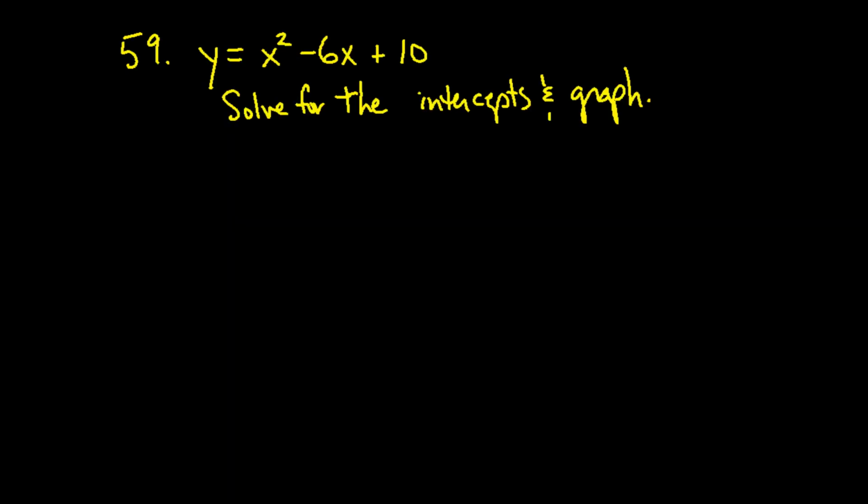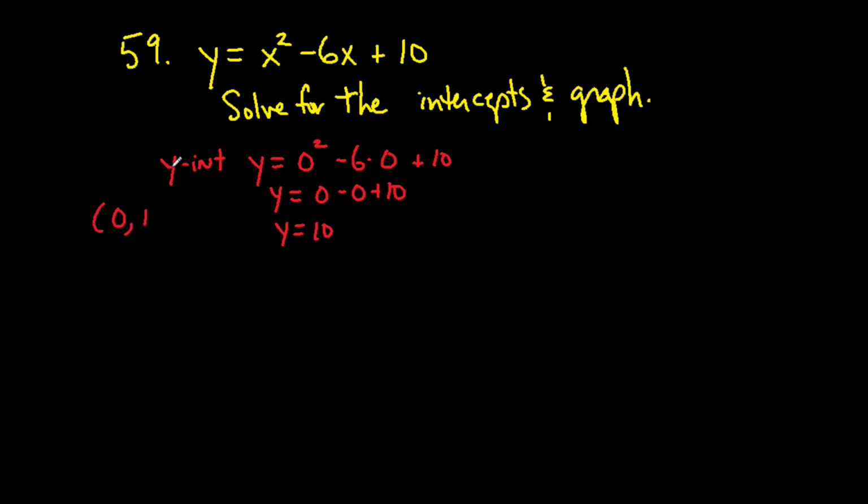For this quadratic equation, they're asking us to solve for all the intercepts and graph. If we plug in 0 for x, we can find the y-intercept. So our y-intercept is going to be found by y equals 0 squared minus 6 times 0 plus 10, which is 10. The coordinates of our y-intercept are 0, 10. Remember, you solve for x-intercepts by setting y equal to 0 and solving for x, and you solve for y-intercepts by setting x equal to 0 and solve for y.